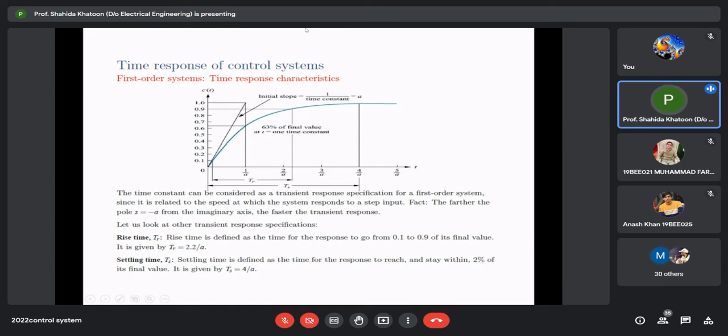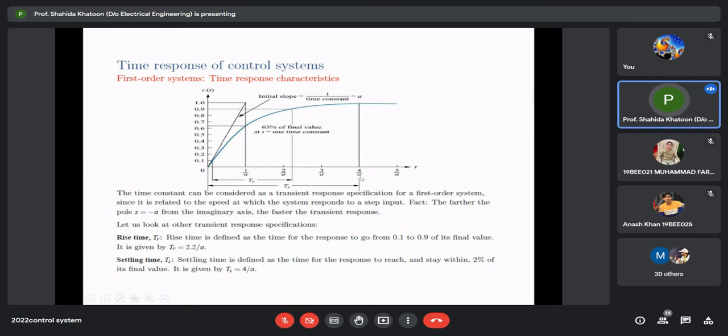So this is basically c(t) versus t, and this is the first order time response. The initial slope is 1 by time constant, which is equal to a, and this is 63% of the final value. The final value we are taking as 1, at t equal to 1 time constant. At this point we call it T, the time constant. And suppose we have 1 by a here, 2 by a here, 3 by a here, 4 by a here.